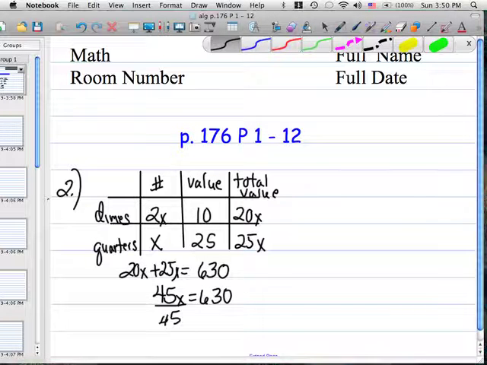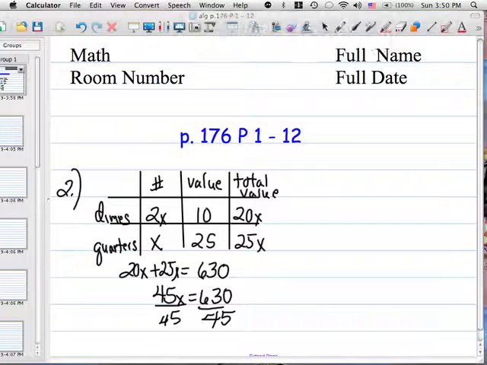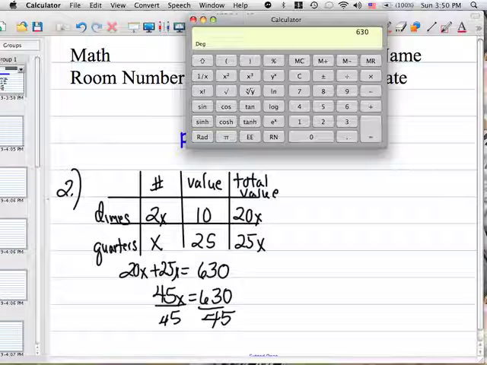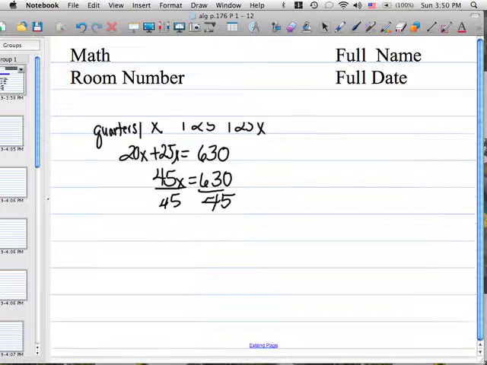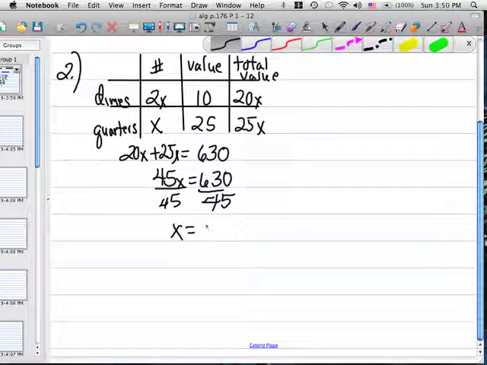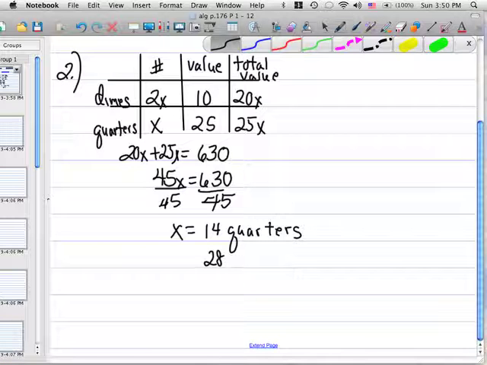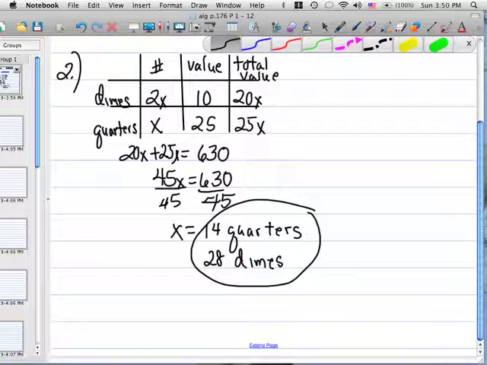Divide both sides by 45. And using your calculator, 630 divided by 45 gives us a total of 14. So there's 14 quarters, and they want to know how many of each kind. So 14 quarters and twice as many dimes, 28 dimes. So that one worked out.